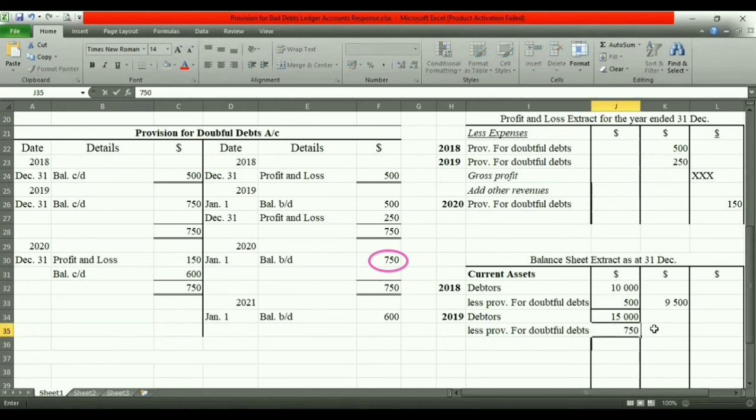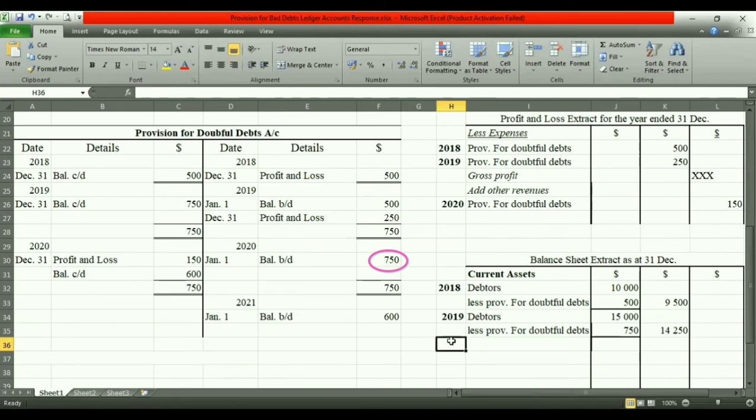$750 from 15,000 leaves us with 14,250. And that is the remaining debtors value in the account, because the business wants to be prudent, showing a true and fair view of your debtors reflected in the books.